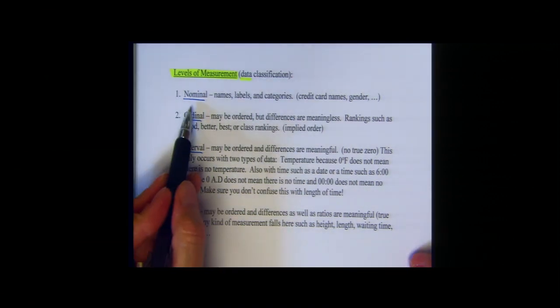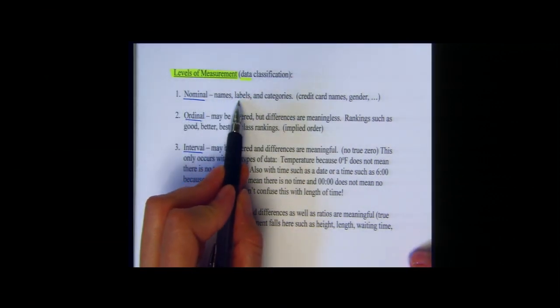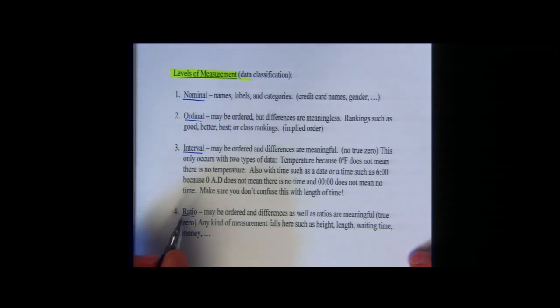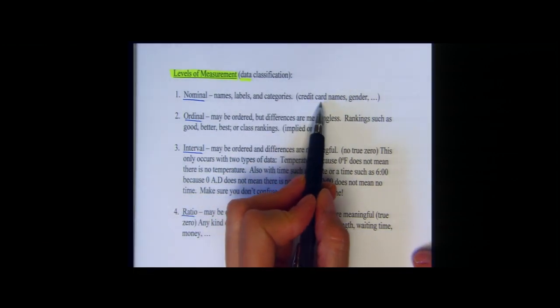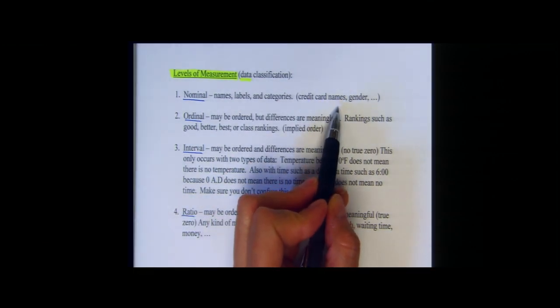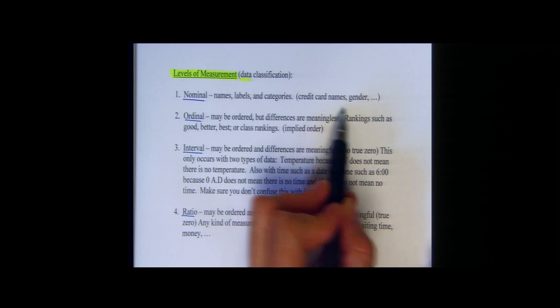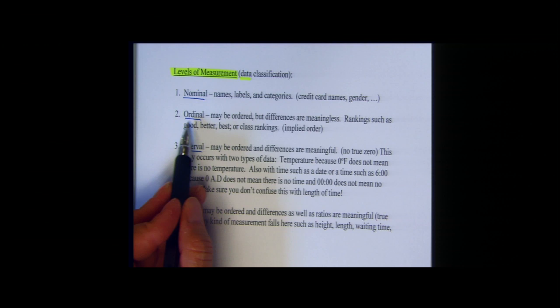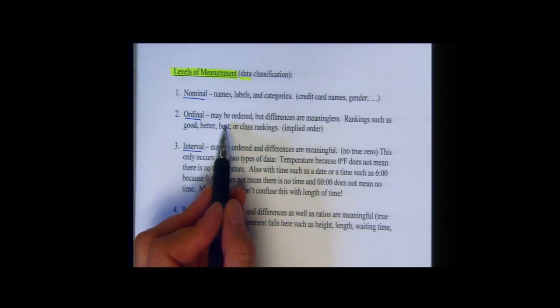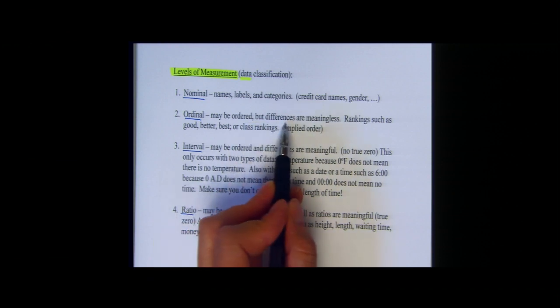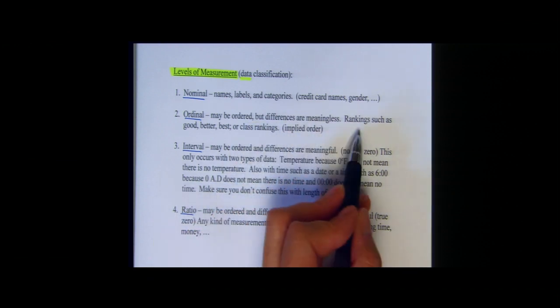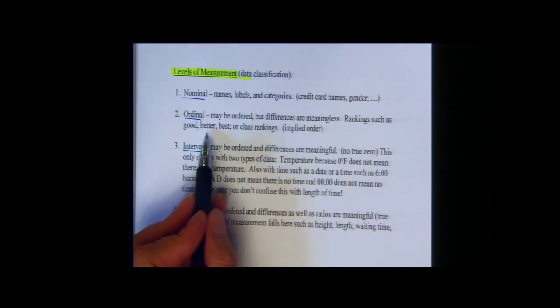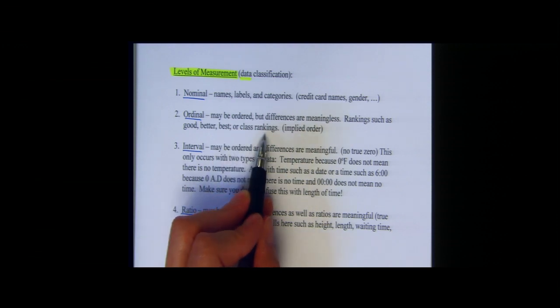So nominal would be names, labels, categories. So here's some example. Credit card names. That would be like Visa, MasterCard. Gender, male, female. Then the second level is ordinal. Think of the root word order. It can be ordered, but differences are meaningless. Rankings such as good, better, best, or class rankings.